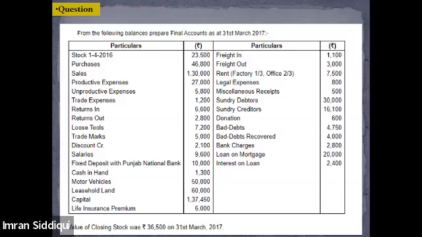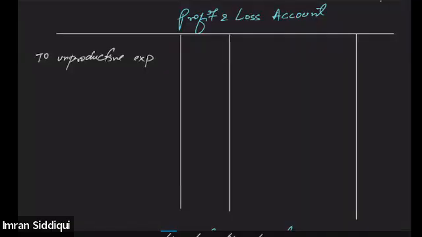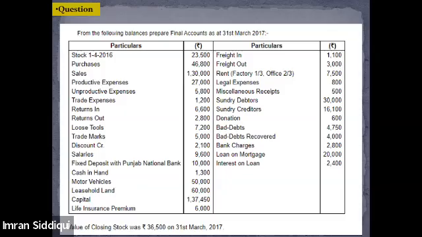Then we have unproductive expense. Unproductive expense is an indirect expense. It should be recorded in the profit and loss account. So I'll move forward to the profit and loss account and record the unproductive expenses on the debit side of the P&L. Unproductive expense will be recorded in the profit and loss account on the debit side. Amount is 5,800.